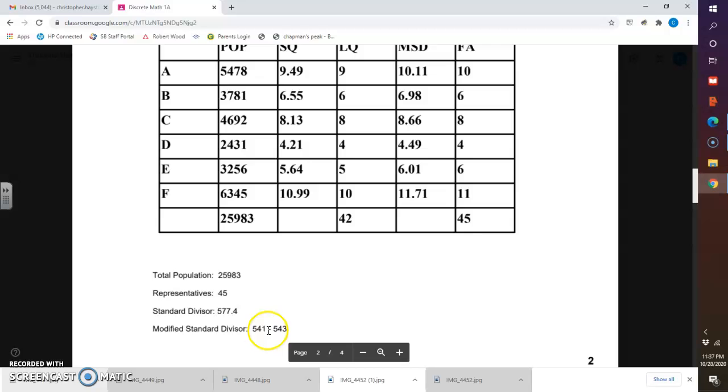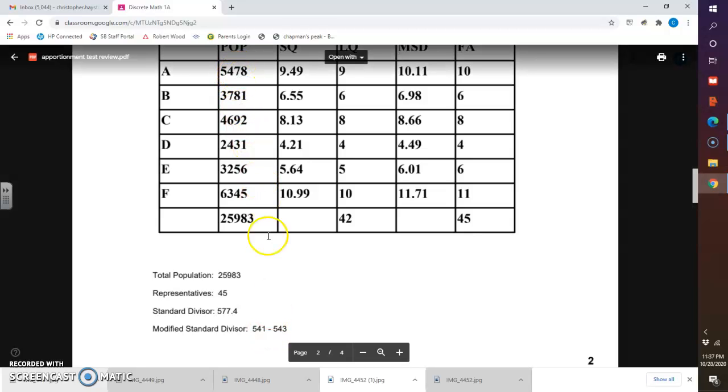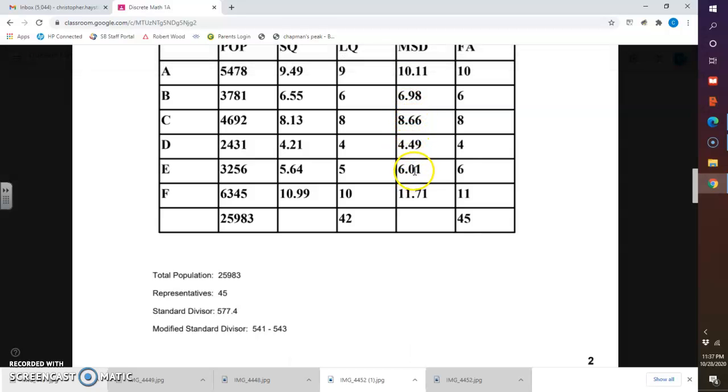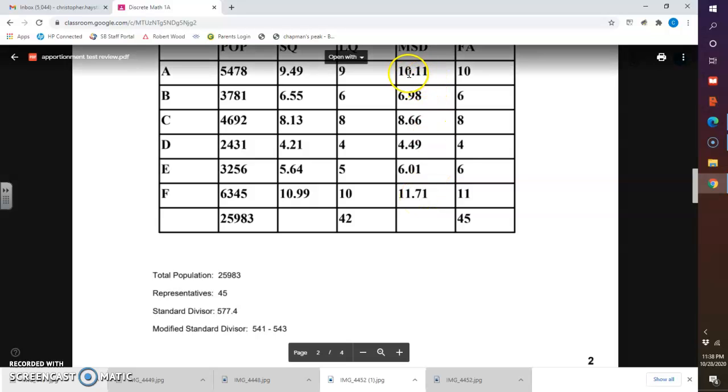If I divide each of my populations by this new standard divisor, I get 10.11, 6.98, 8.66, 4.49, 6.01, 11.71. And you can look at my new lower quota. This goes from 9.49 to 10.11, so this lower quota is now 10. 6.98 and 6.55 have the same lower quota of 6.